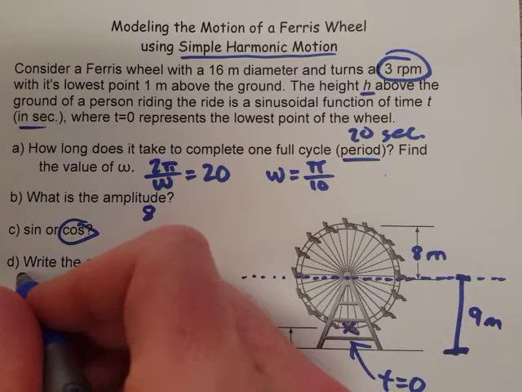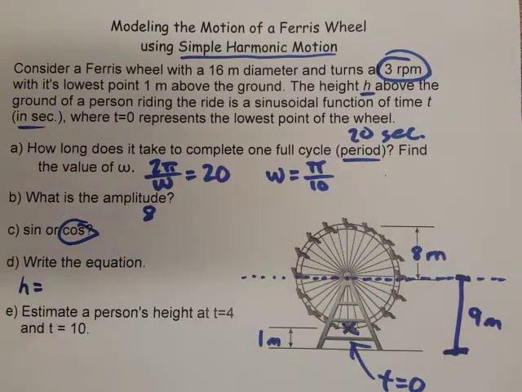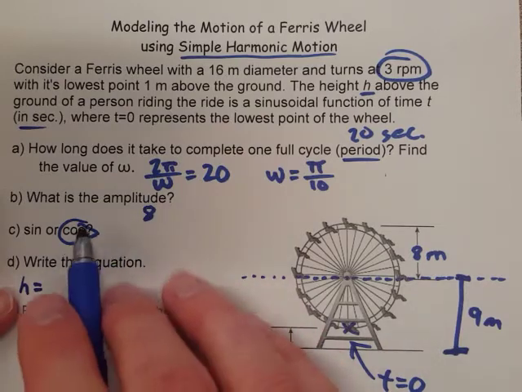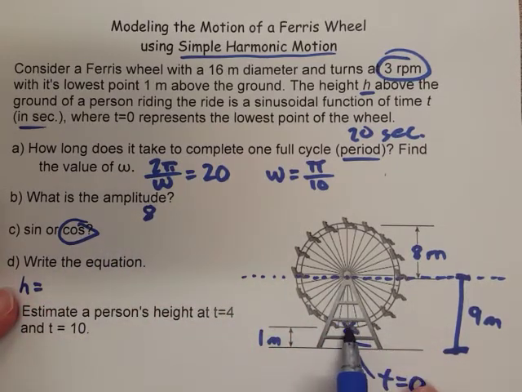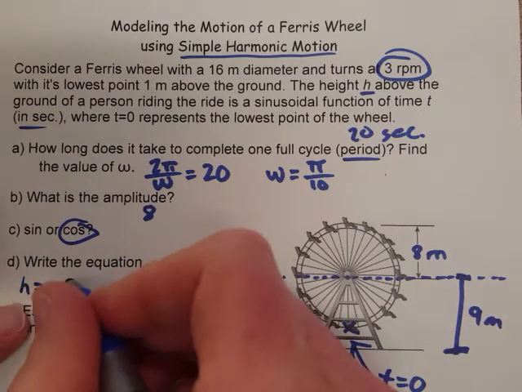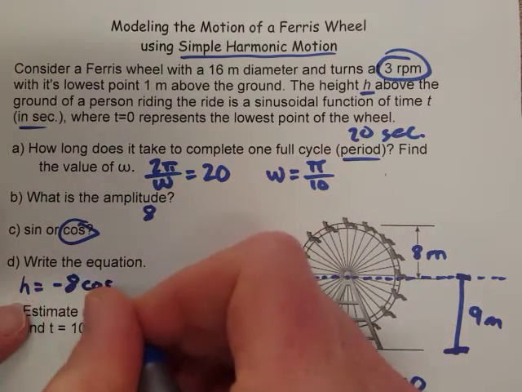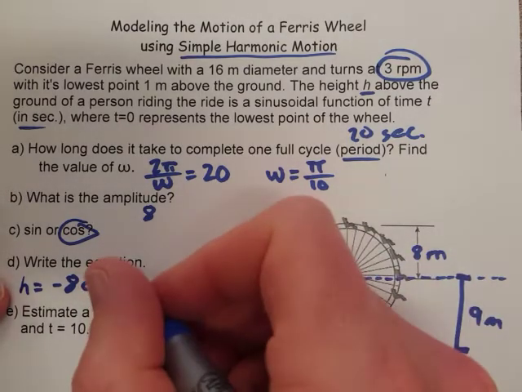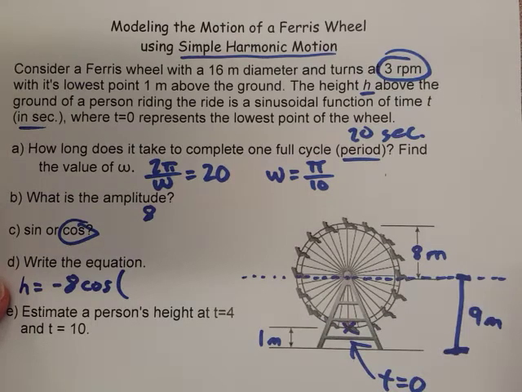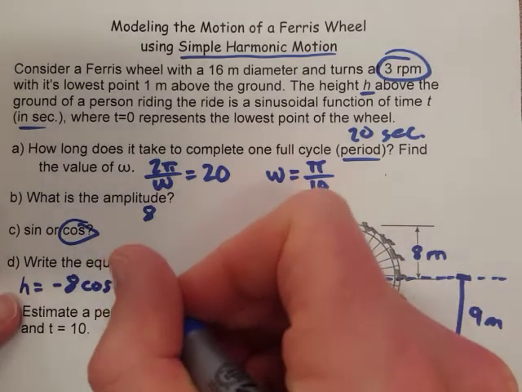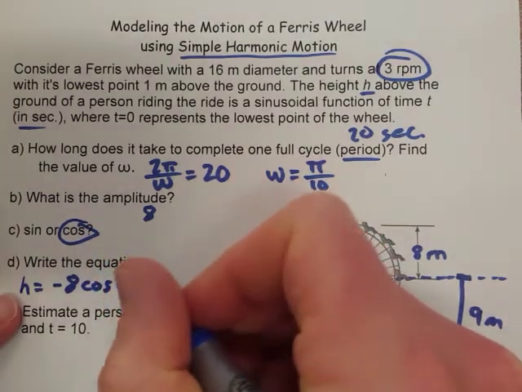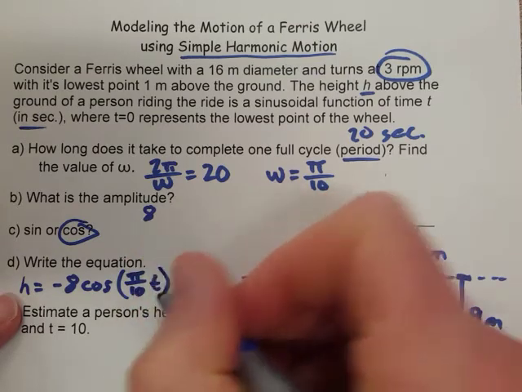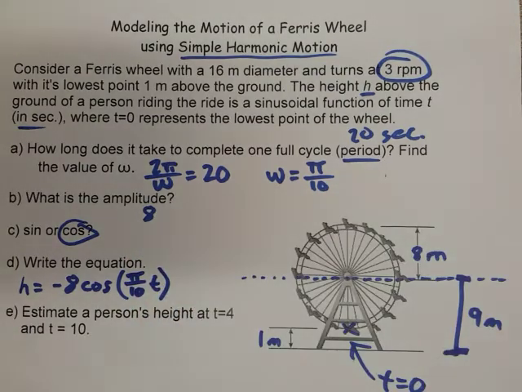All right, so I guess we're going to replace y with h in this case. That's the height. And we have 8 cosine. But keep in mind that it's starting down here, below, so we should do negative 8 cosine as the start of this equation. So negative 8 cosine, and then on the inside is our coefficient omega, so that's pi over 10. And then our variable t, that's the x variable in this case.